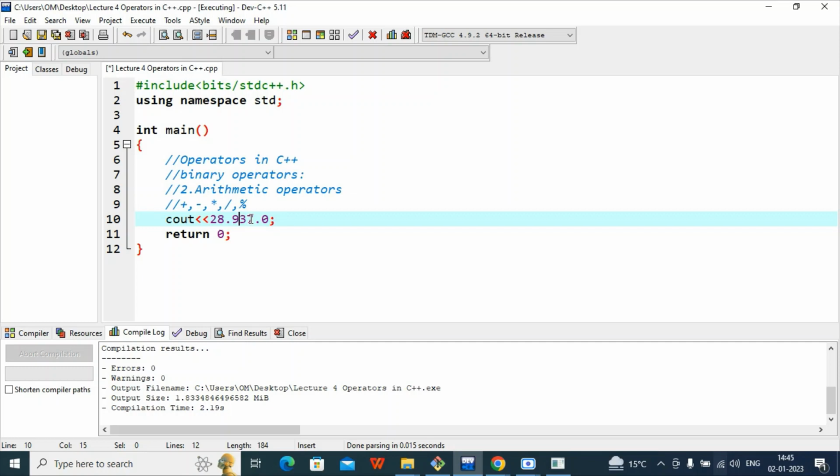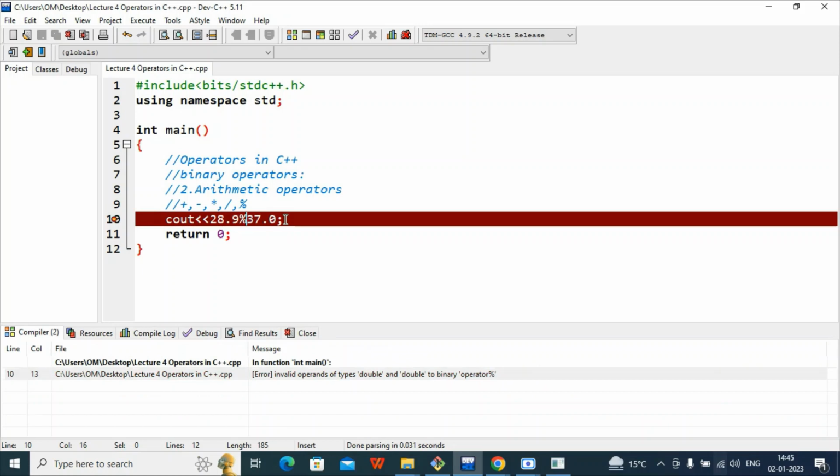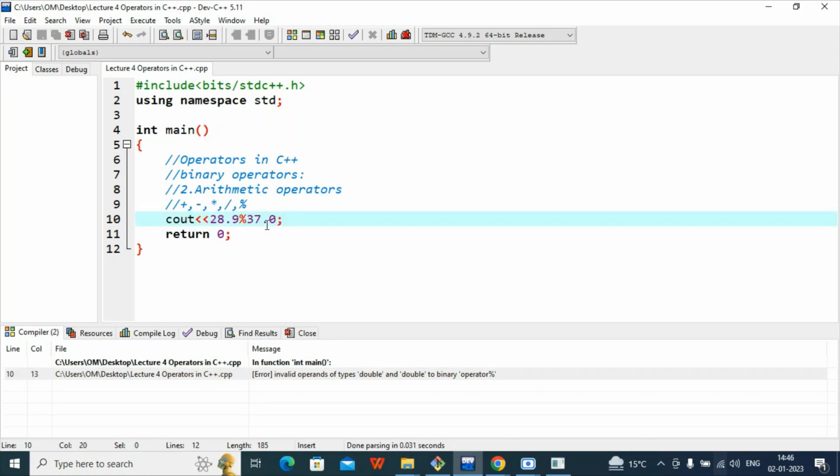Next operator is your modulo operator. Now people will ask you many times. Okay, first let us run this code, then I'll tell you something very interesting, believe me, very interesting, right? It is not giving us any remainder. Why? Okay, maybe due to the decimal symbol, right? Let us do something like this.